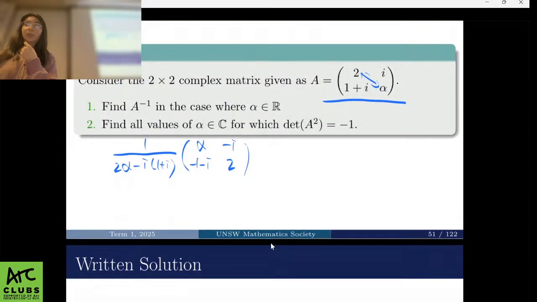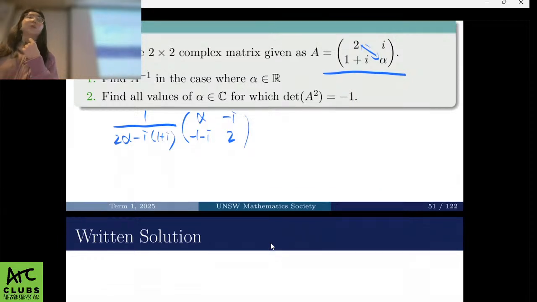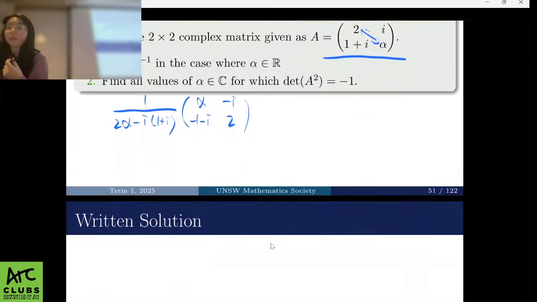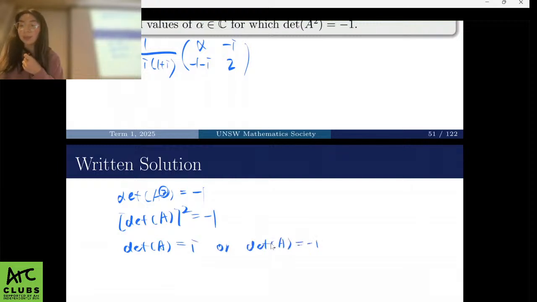And secondly, we want to find all values of alpha in the complex system such that the determinant of A squared is equal to -1. In this case, we can actually start from the given. If the determinant of A squared is equal to -1, then what does that really mean? Remember that we can take the power outside the bracket. So this is also equal to the determinant of A, whole thing squared, is equal to -1. So essentially there's only two values for the determinant, which is either one root of -1, which is I, or the other root, which is -I. Those roots are complex conjugates of each other. So there's really only two possibilities.